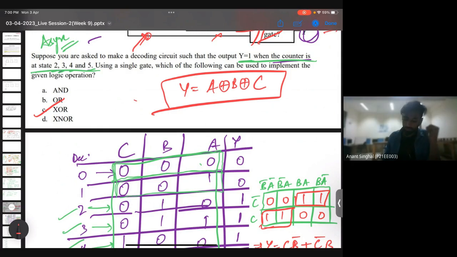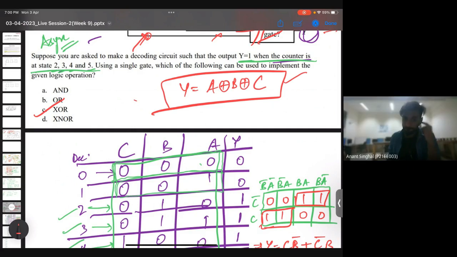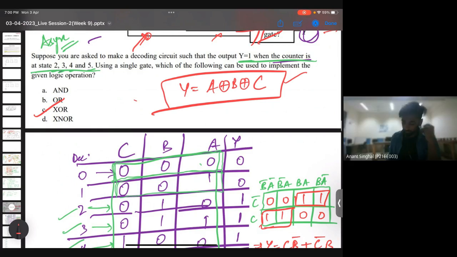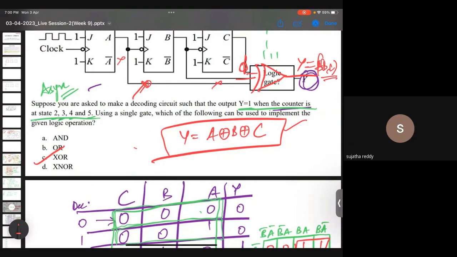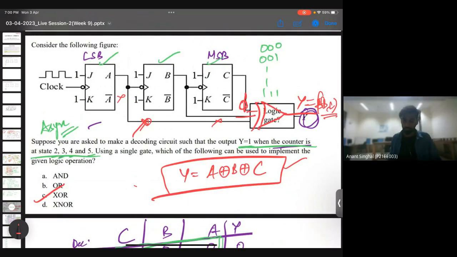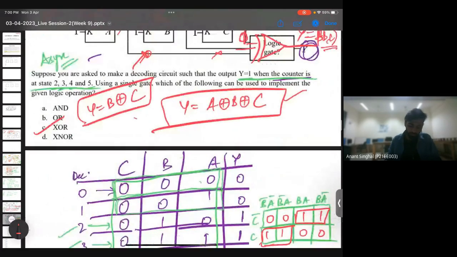If I write this expression, then you are convinced that XOR gate will be the right answer. Sir, when I did this question, I thought all options were wrong. No, the thing is, you are getting the expression in terms of B and C only, and we require an XOR gate for that particular operation. So that is why XOR gate is the correct option.